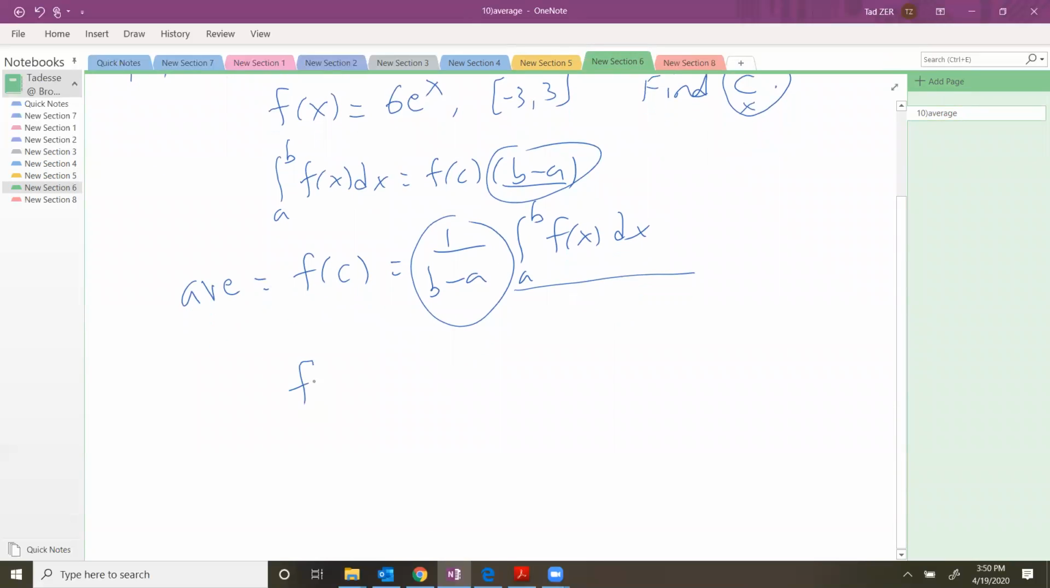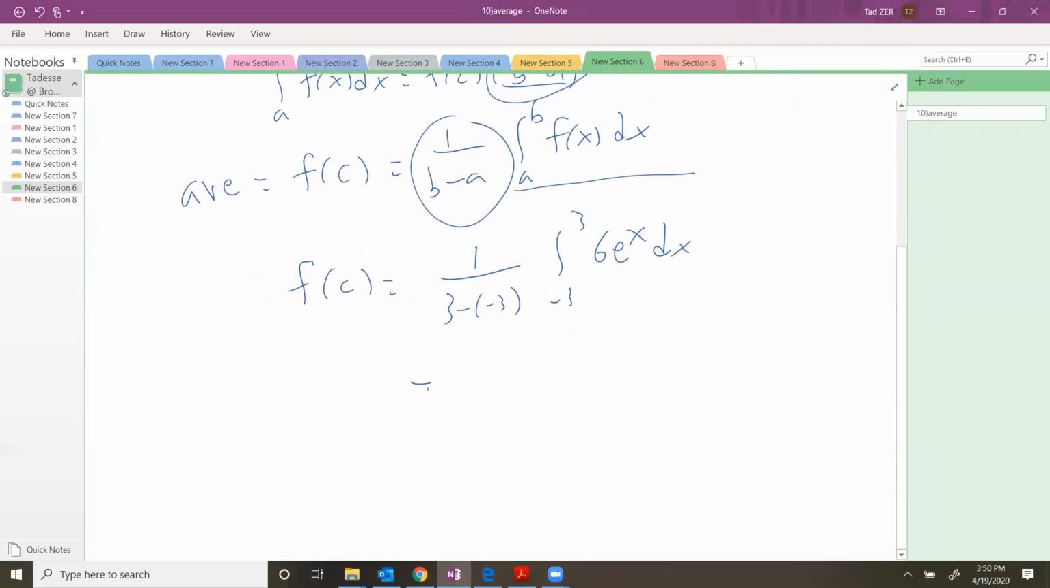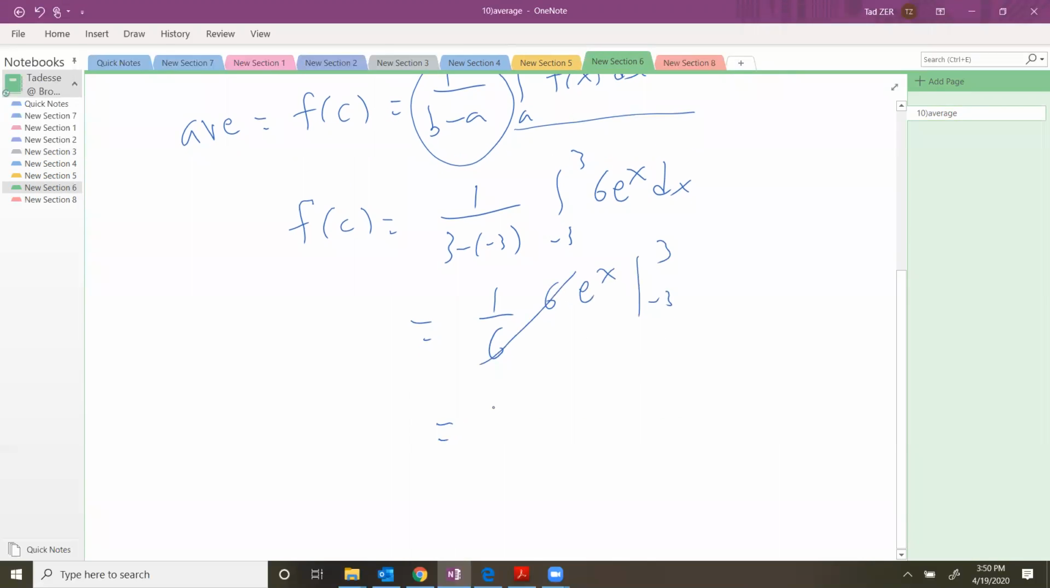So f at c equals 1 over 3 minus negative 3, the integral from negative 3 to 3 of 6 e to the x dx. So this is the average value, 1 over 6. What is the integral? So I have 6. What is the antiderivative of e to the x? It's e to the x, from negative 3 to 3. This cancels out. So that gives me e to the 3 minus e to the negative 3. That is what we call the average value, okay?